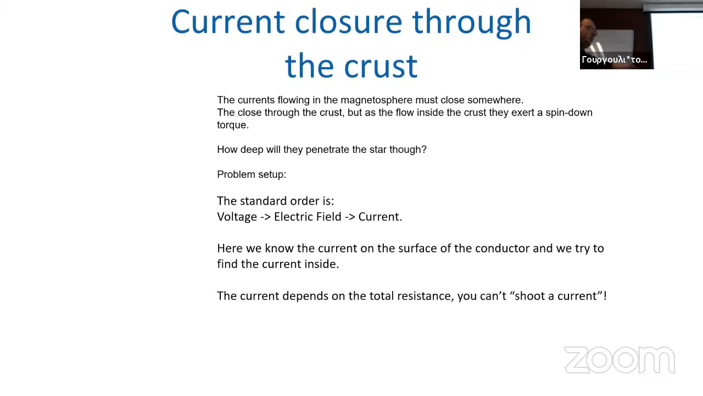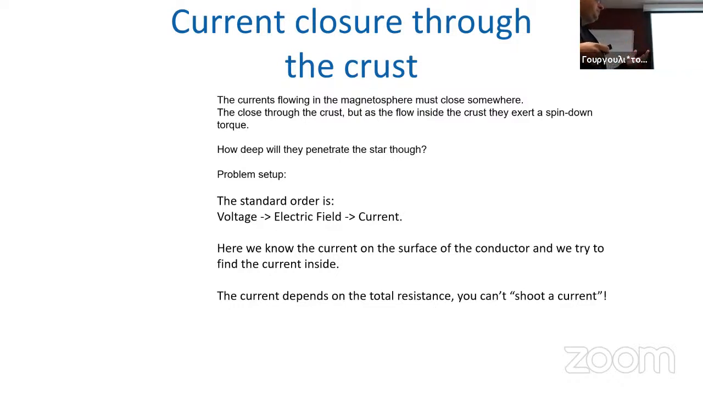Now I'm going to my final part of my talk. And the question now that I'm going to discuss briefly is, okay, we have all these magnetospheric currents. How do they close? Obviously, if you have a circuit, you need somehow to close the circuit, and they should close somewhere through the crust.